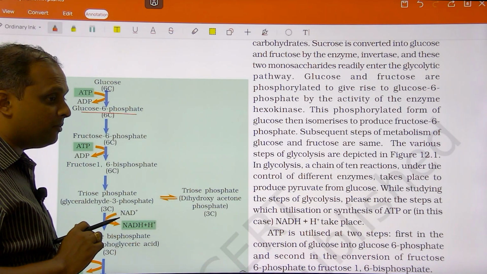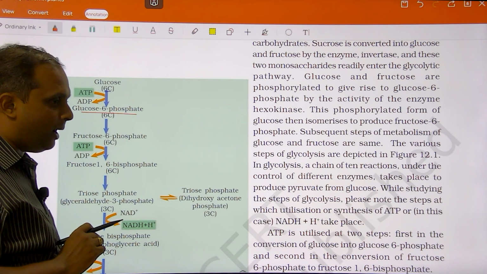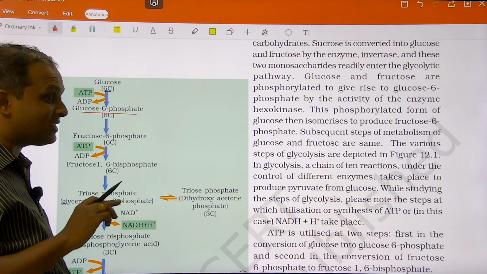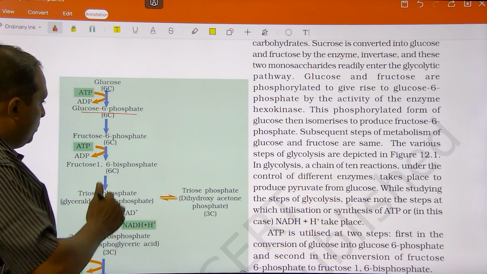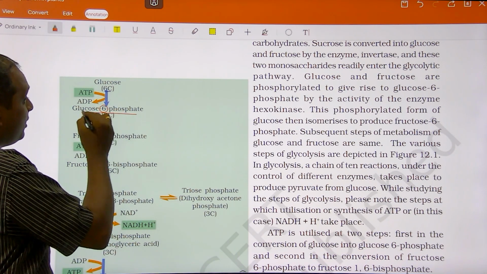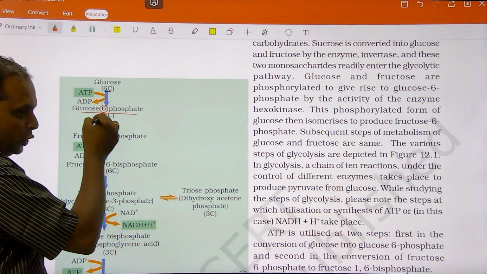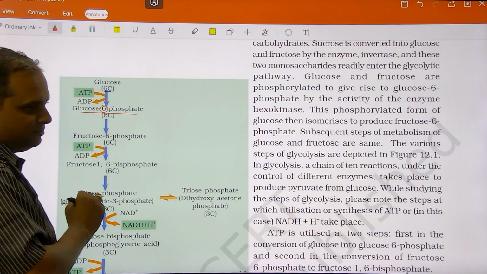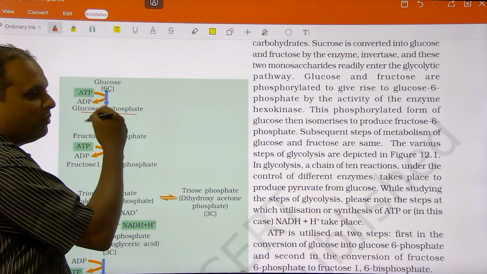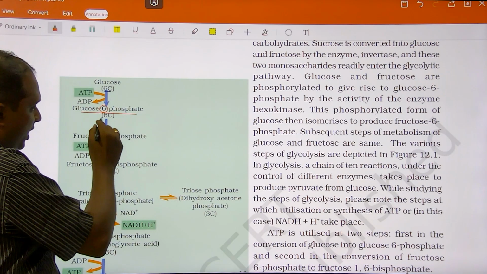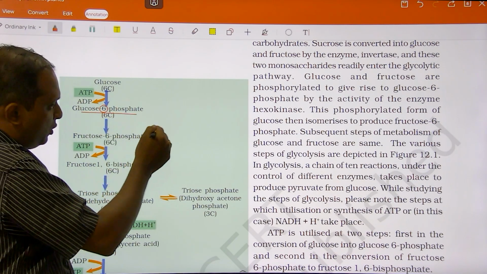It is going to be called a hexaphosphate. So the 6 indicates the carbon to which a phosphate is added. So this can be called a glucose monophosphate. So 6 indicates the carbon number. See, glucose is going to have 6 carbon.